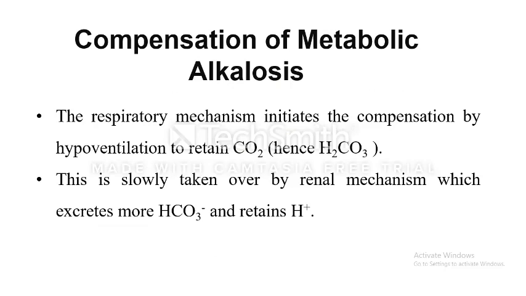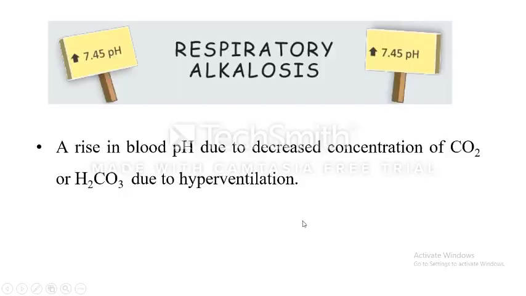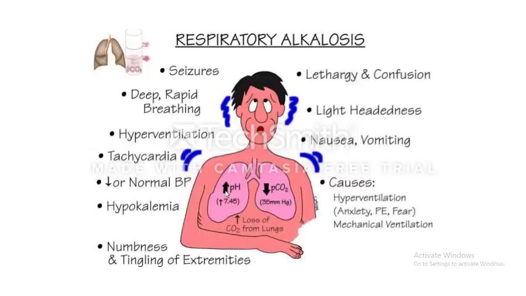Compensation of this metabolic alkalosis: the respiratory mechanism initiates the compensation by hypoventilation to retain carbon dioxide and hence the acid, that is carbonic acid. This is slowly taken over by the renal mechanism, which excretes more bicarbonates and retains proton ion concentration in the body. Then comes respiratory alkalosis, a rise in blood pH due to a decrease in concentration of carbon dioxide or carbonic acid due to hyperventilation. This is respiratory alkalosis.